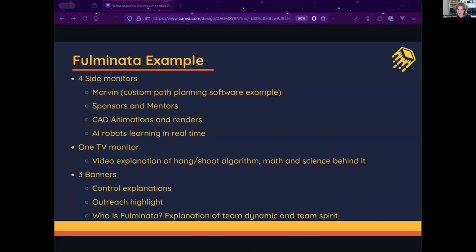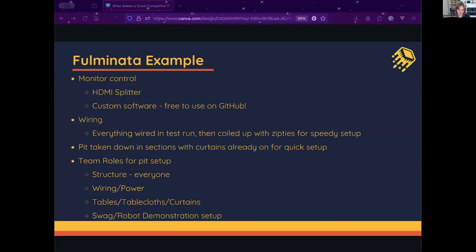We got to talk to a lot of people about it, and it got a lot of people into our pit. We also had one TV monitor in the back of our pit that had a video explanation of a really cool control algorithm that we had written for our robot. And then again, like I said, the 3 banners, the 3 highlights that we wanted to do for our control, our outreach, and then who we were as a team.